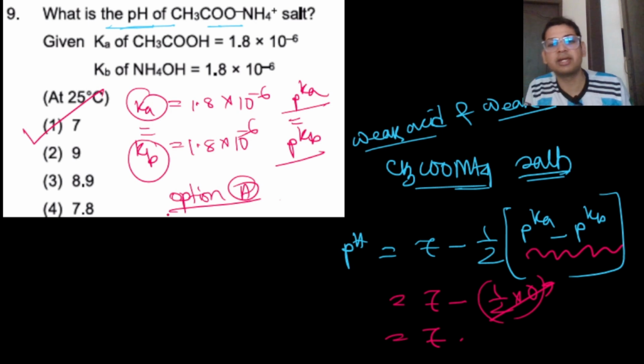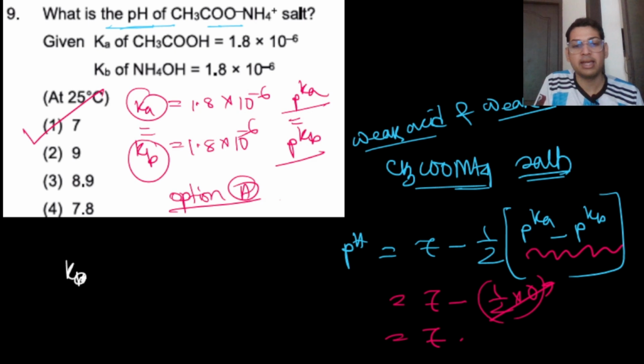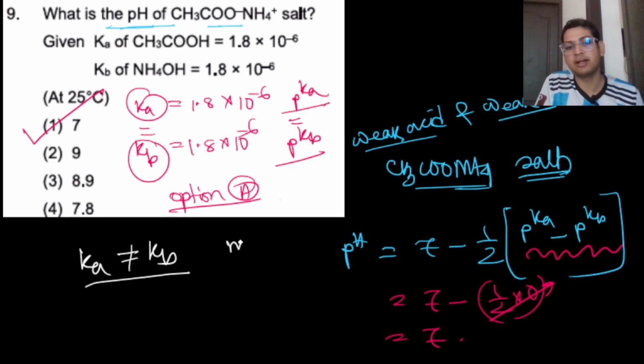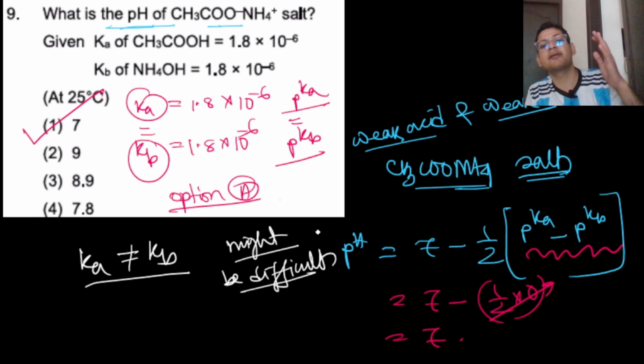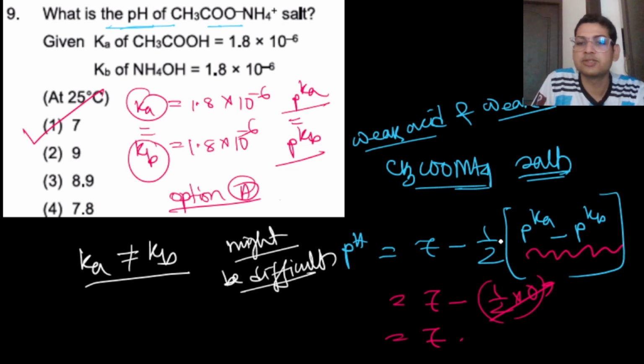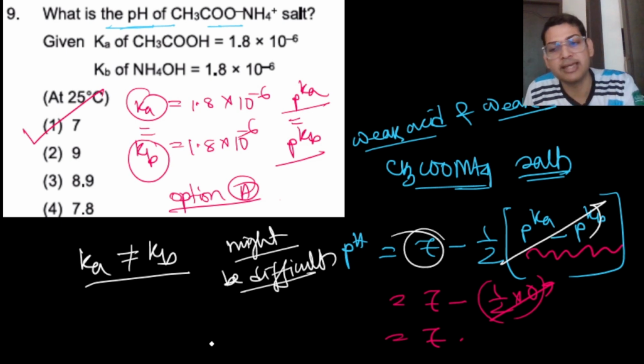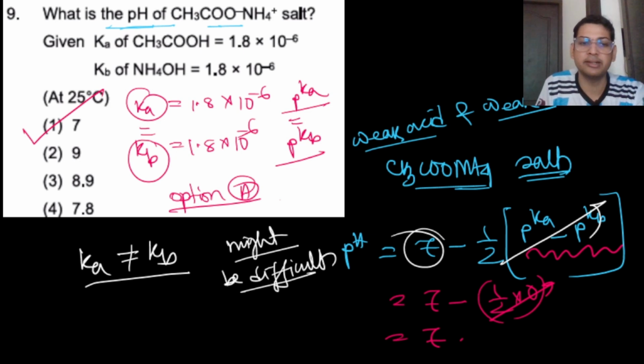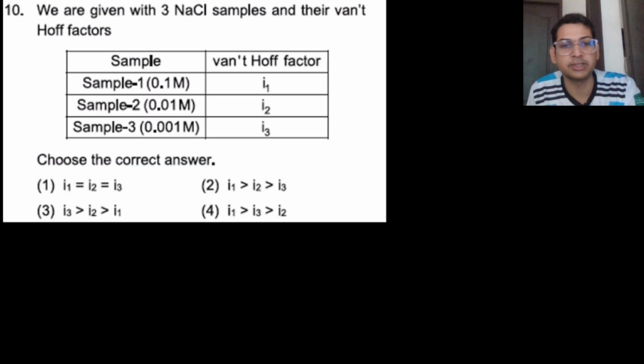This question may be difficult if Ka and Kb values were different. If they have given Ka and Kb different, then this question might be difficult. Are you getting my point? This question might be difficult, but as they have given both the values equal, this will get cancelled out. So you are getting only 7 as your answer. Got it? Okay, now going to the next question.